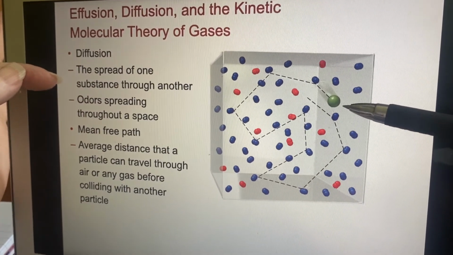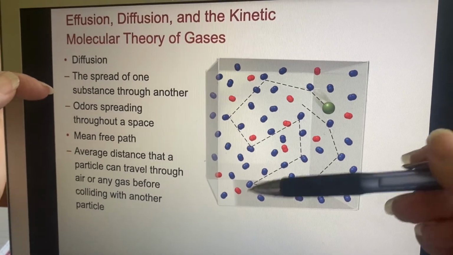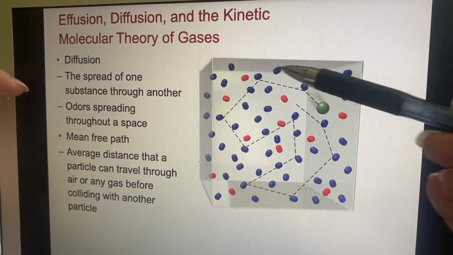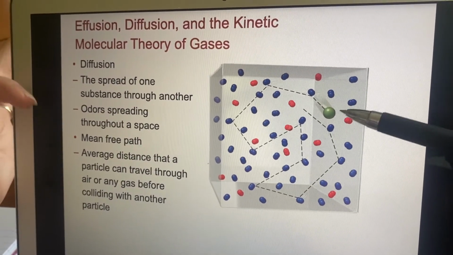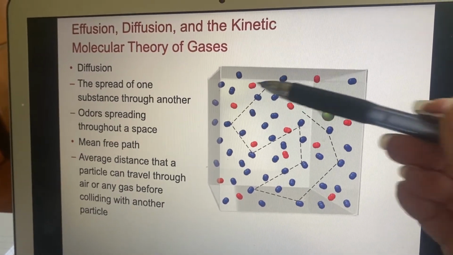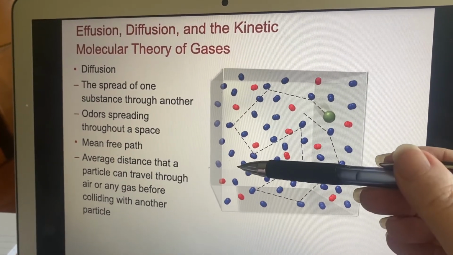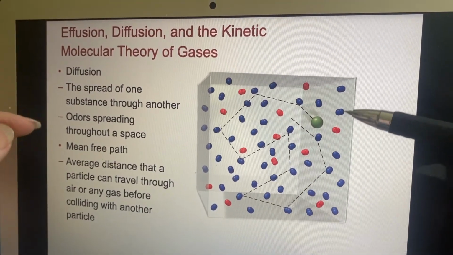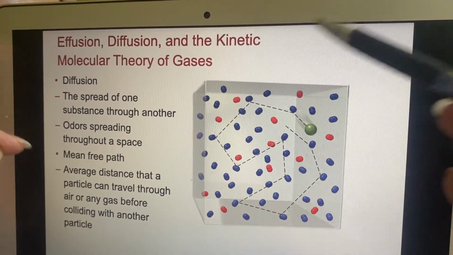Diffusion, now we've talked about effusion, so let's talk about diffusion, is where it is spreading through other things. So for example, here, this looks like a sample of air. It's a lot of nitrogen and oxygen and then something else. What is this? Well, I'm not even going to speculate on what it is. I'm just going to say it's something else within the air. And it just bounces around, and depending on what it hits, and what the speed of that is, then it ends up bouncing. This explains why odors will spread throughout a space, because it's just bouncing here and there.